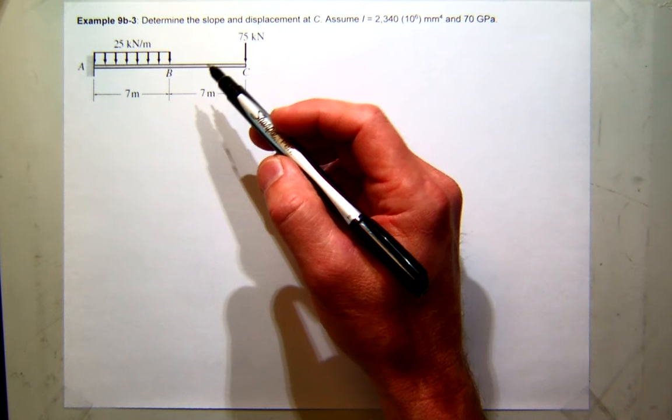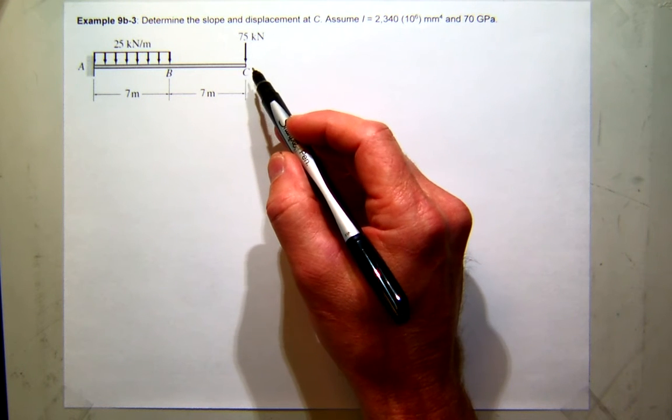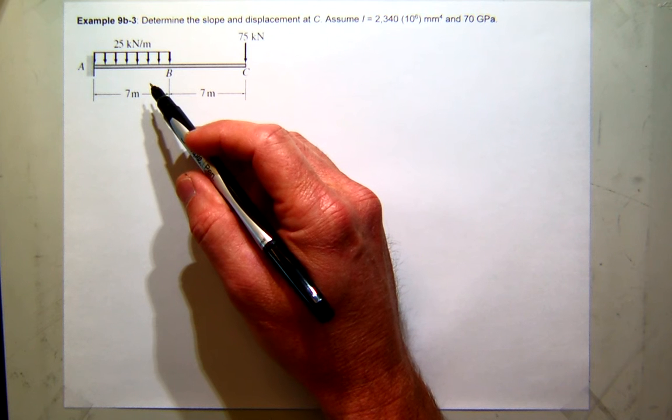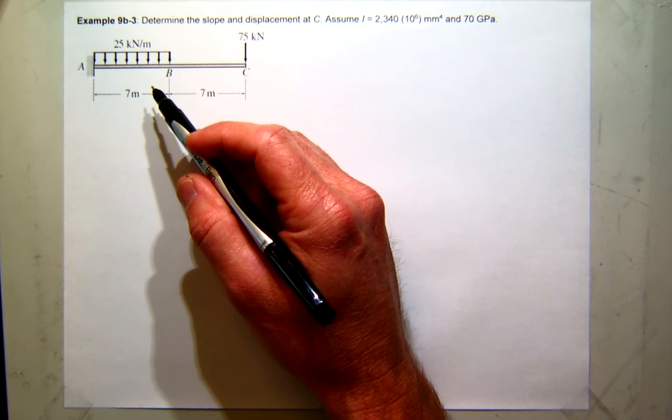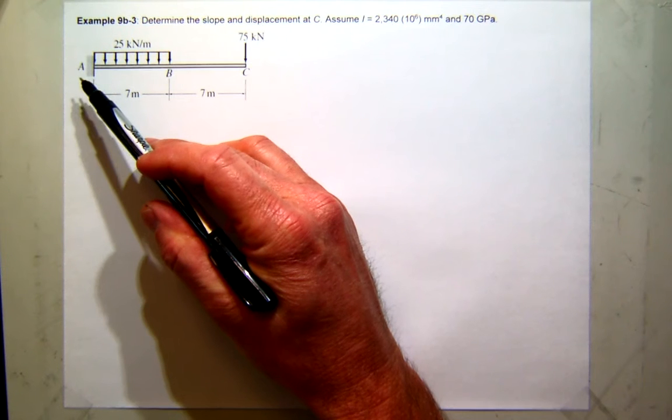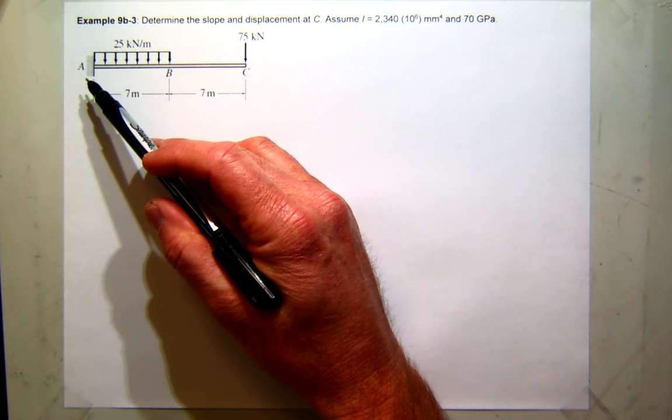So what I'm going to propose today, just as a change of pace, is let's choose different coordinate systems. So I'm going to choose a coordinate system that starts on the right and goes to the left. So what would be the main advantage of that coordinate system? I would not need the reactions at A. That can save you a little time.